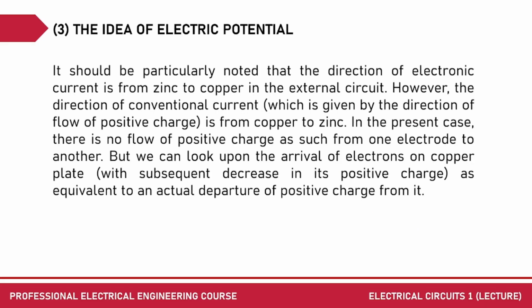It should be particularly noted that the direction of the electronic current is from zinc to copper in the external circuit. However, the direction of conventional current, which is given by the direction of the flow of positive charge, is from copper to zinc. In the present case, there's no flow of positive charge as such from one electrode to another. But we can look upon the arrival of electrons on the copper plate, with subsequent decrease in its positive charge, as equivalent to an actual departure of positive charge from it.